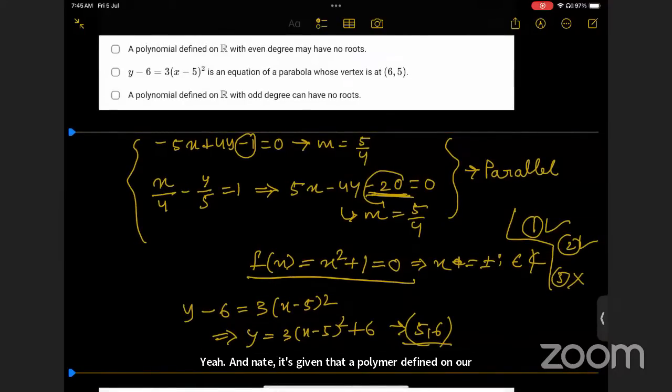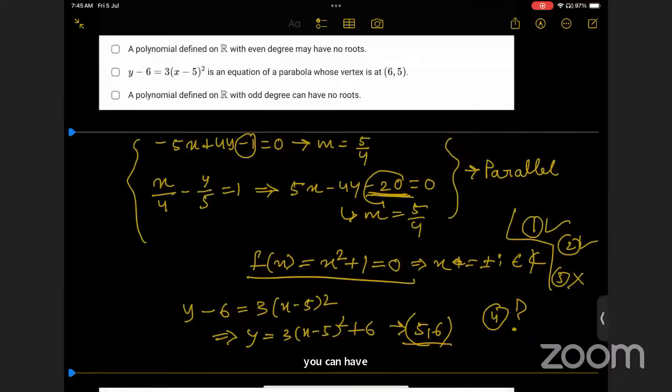And here it's given that a polynomial defined on R with odd degree can have no root. Is it possible? Option 4. No, ma'am. Why? Ma'am, if we take the equation x cubed plus 1, and if we plot x as minus 1, then that will be a root. Ma'am, there can only be an odd number of real roots like 1, 3, etc. If we have a complex root, then the conjugate of this root will also again be a root, right?